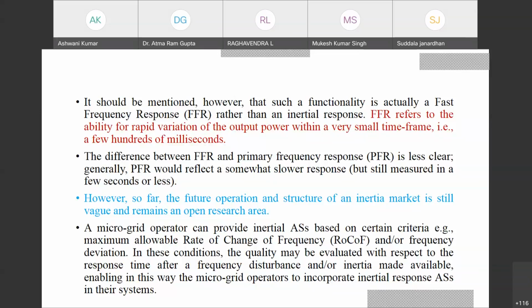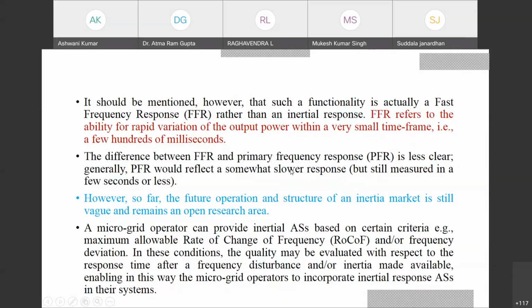So there is a probability of more work in this area where we have the fast frequency response. And there is a difference. You can ask a question: sir, what is the difference between fast frequency response and primary frequency response? Because their basic nature is to bring the frequency to the normal range.